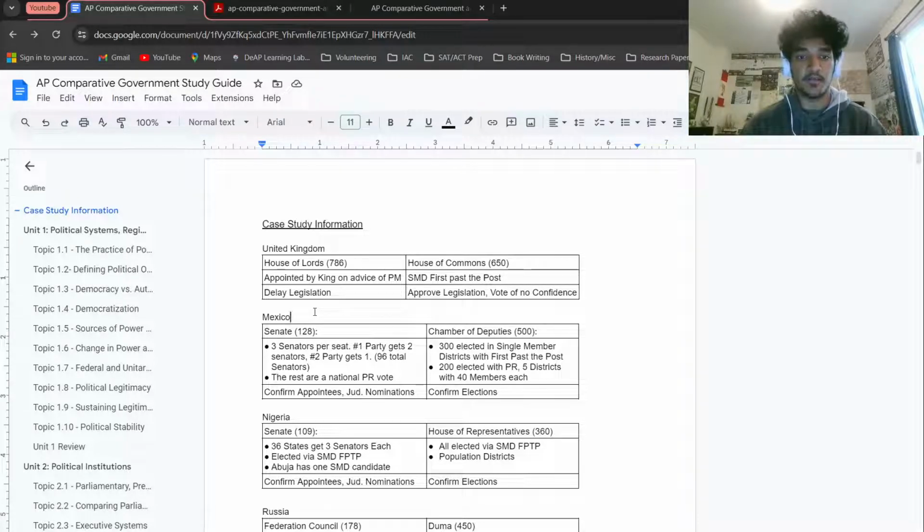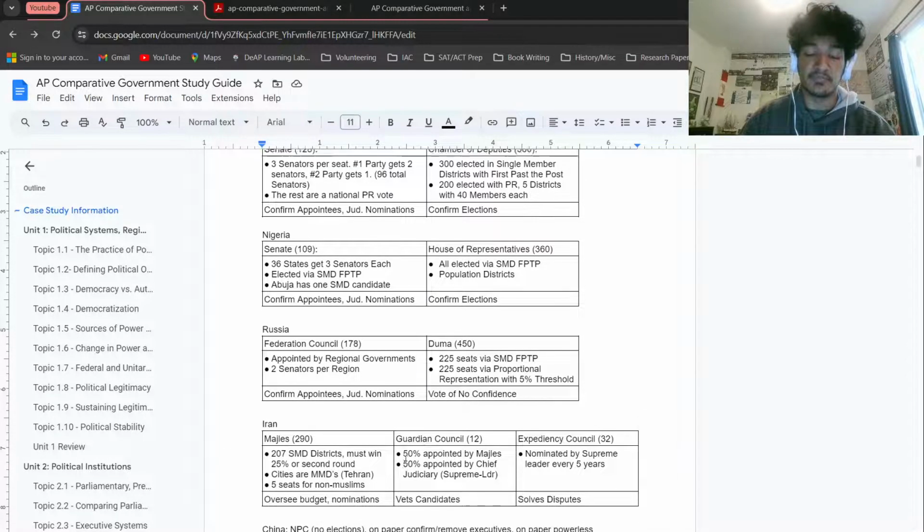In terms of the House of Commons, they approve legislation, and they also have the vote of no confidence. That's how you get the PM out. So that's just a majority vote, I believe. Yeah, that's a majority vote, and their seats for election are SMD. So all of the United Kingdom is split up into districts, and candidates run for office in those districts, and that's to get into office. And there's 650 of them. I would remember that 650 number.